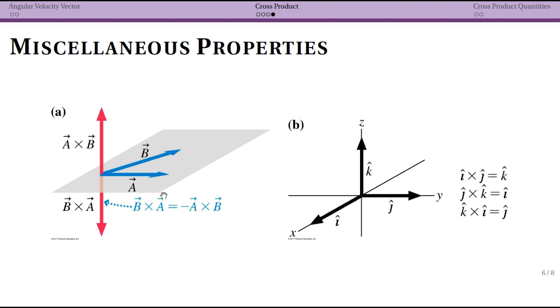A few miscellaneous things to state. When you reverse the order of the cross product, you actually get the opposite vector. This is one reason why it's really important to be careful what you write down, because if you write down B cross A, that should give you the opposite vector than A cross B. Obviously the magnitude is going to be the same, the angle is going to be the same, the right-hand rule just flips around and gives you the opposite direction.